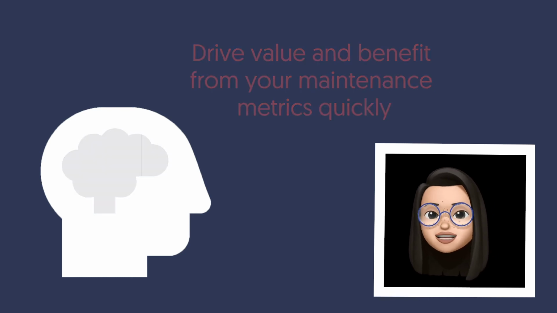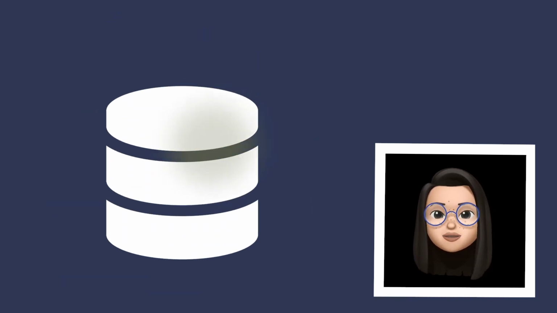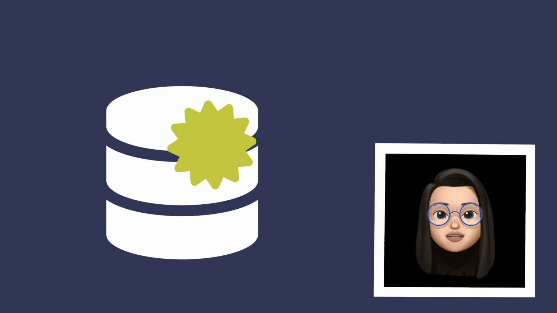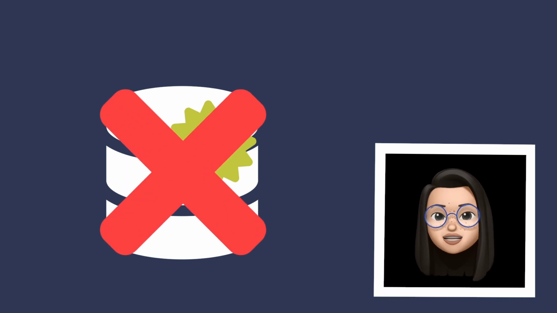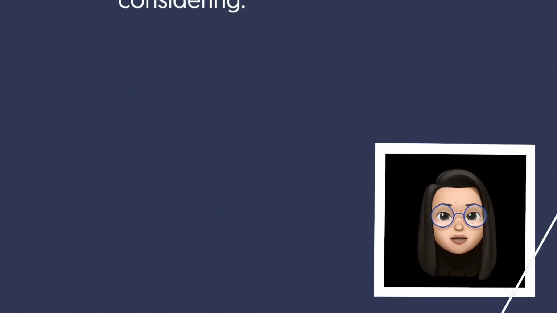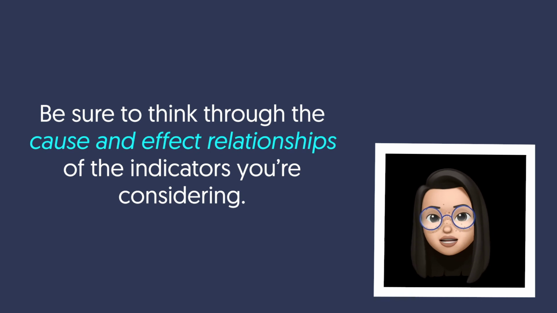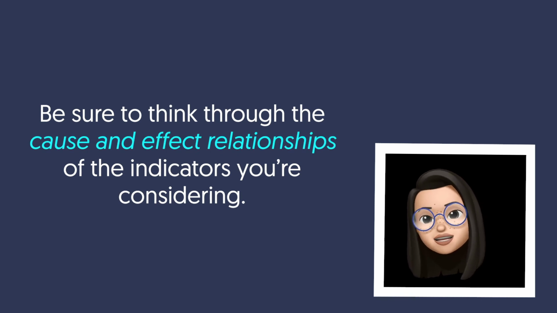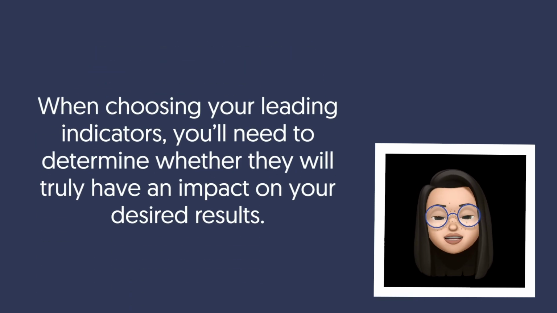Here, it's likely that you're already keeping an eye on your most critical assets. It also makes sense to start with your most important equipment in order to prevent failure that would significantly affect your process. Finally, be sure to think through the cause and effect relationships of the indicators you're considering. When choosing your leading indicators, you'll need to determine whether they will truly have an impact on your desired results.